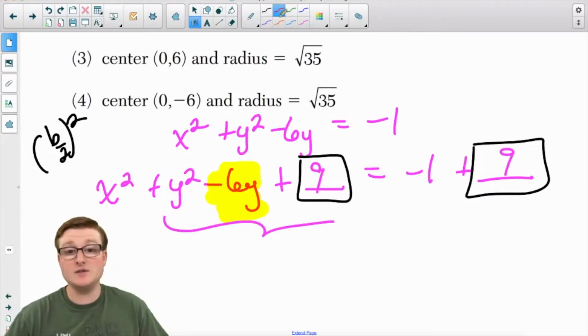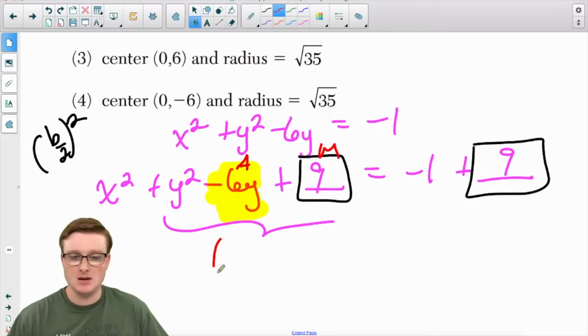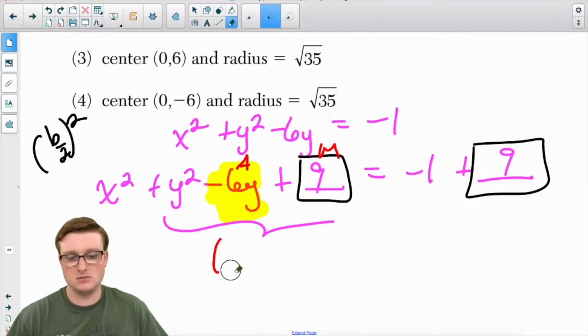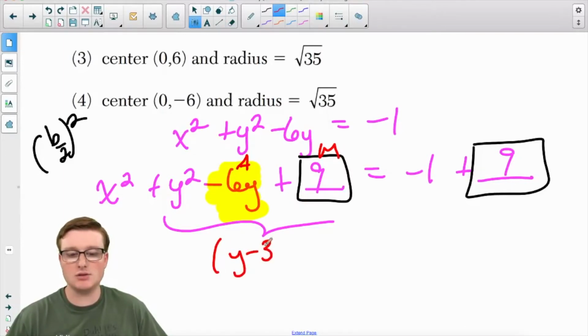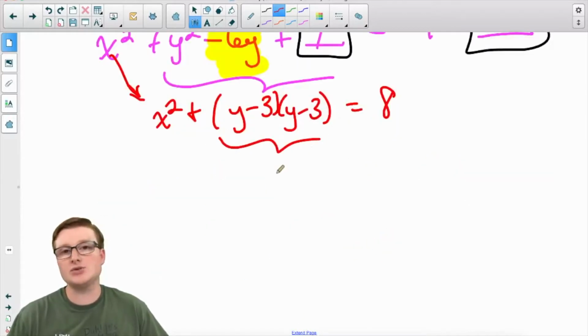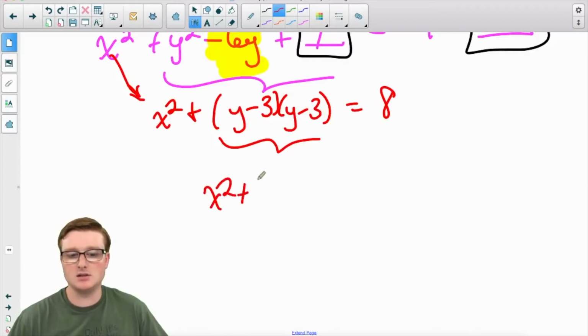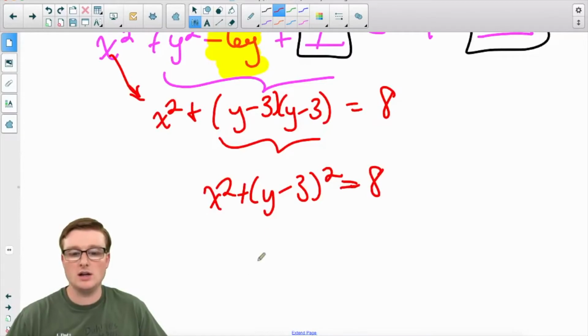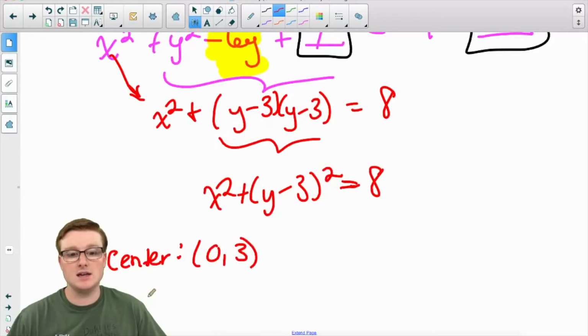Now, this is factorable by the AM method. What adds to negative 6 and multiplies to give you positive 9? Well, that's going to be y minus 3, y minus 3. And that x squared, by the way, carries along for the ride down here, is equal to 8. Let's keep going. Y minus 3 and y minus 3 can be written as y minus 3 squared is equal to 8. So the center is 0, 3 because it's the opposite, and your radius is the square root of 8.